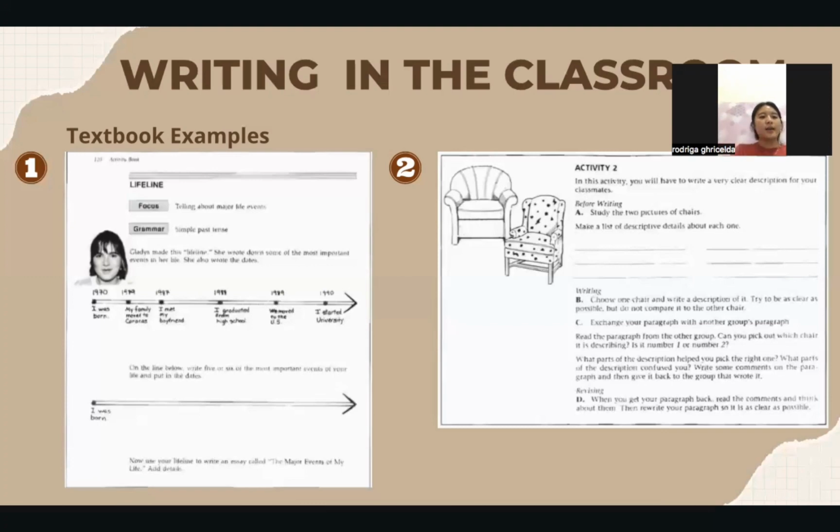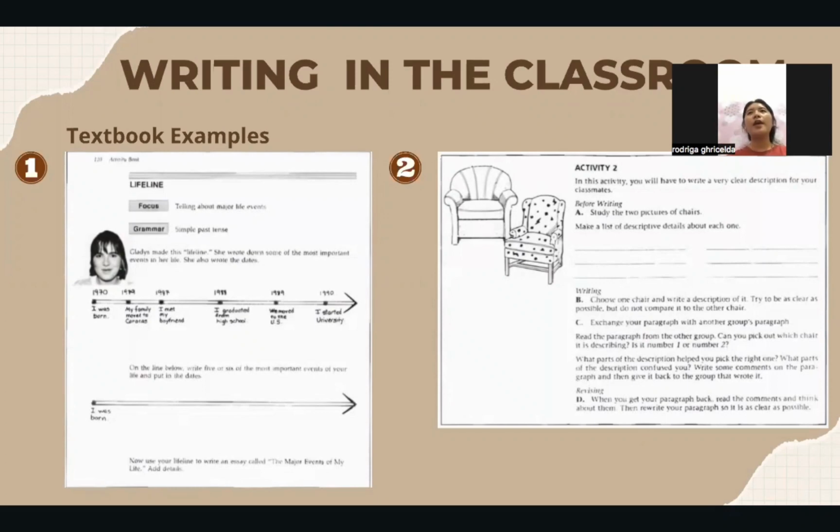Okay, so as we can see, an example is available. Here's a textbook example of Gladi. Here she makes a lifeline and she orchestrates some of her life. And she also wrote the date. Here students are also asked to write based on the example. So students write the essay and add the date like that, and the picture too.